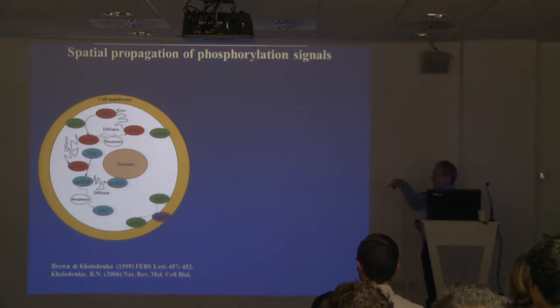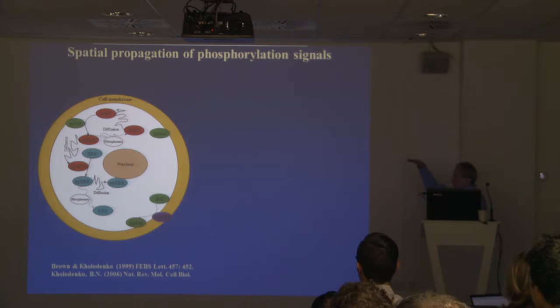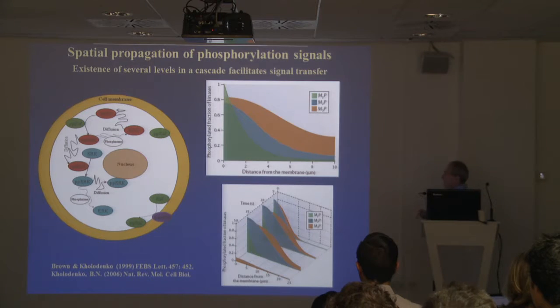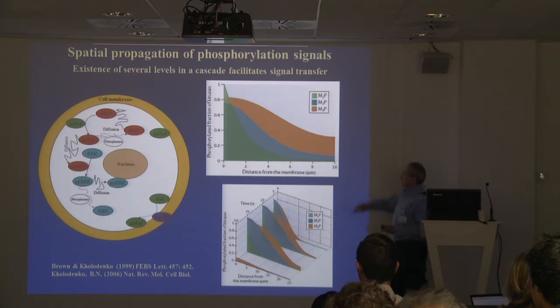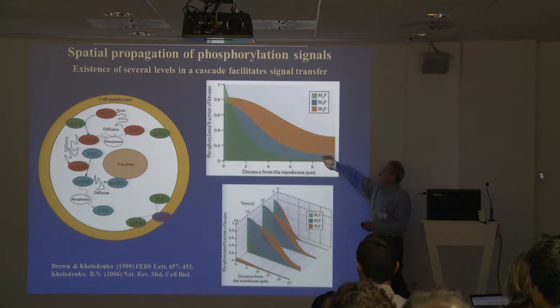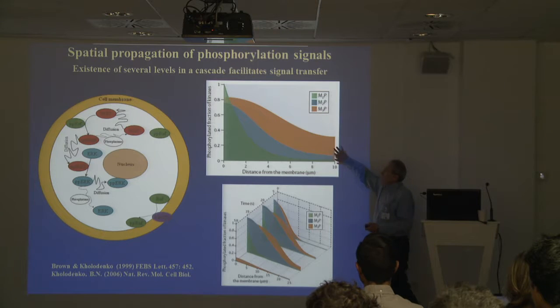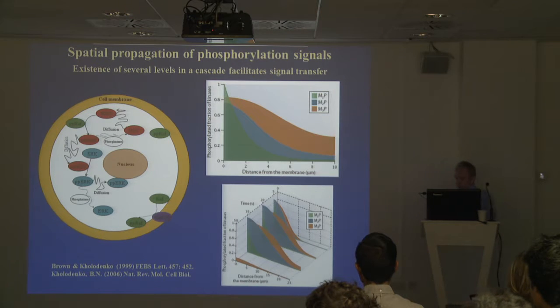So here is again a cartoon of the MAP kinase cascade. You see that the signal propagates from the first level to the second level to the ERK level, and when you propagate the signal, you mitigate this decay. So the first level decays like this, the second level like this, and this level can already propagate the signal.